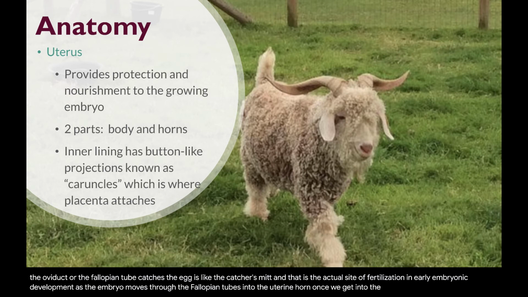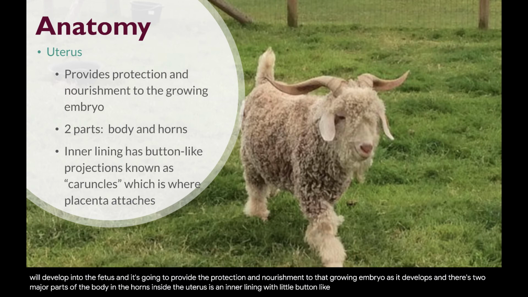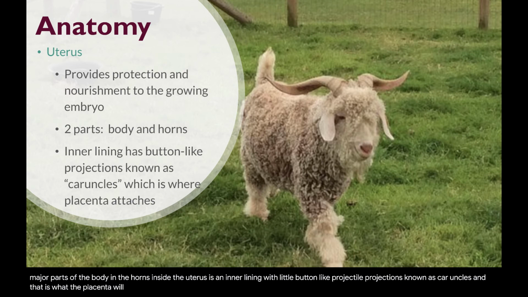Once we get into the uterus, this is where the embryo will develop into the fetus, and it's going to provide the protection and nourishment to that growing embryo as it develops. And there's two major parts, the body and the horns. Inside the uterus is an inner lining with little button-like projections known as caruncles. And that is what the placenta will attach to, and that's how blood supply and nourishment is going to get to the, hopefully, two fetuses inside the female as they develop.